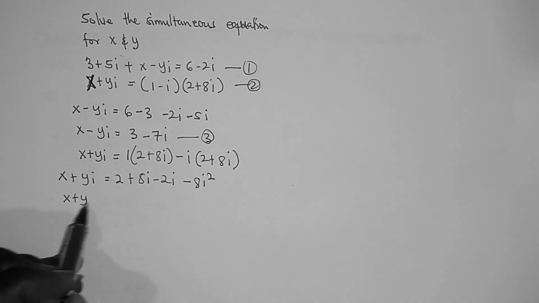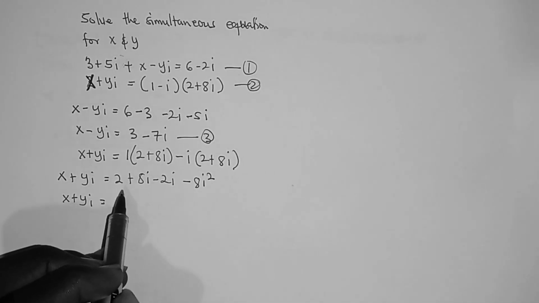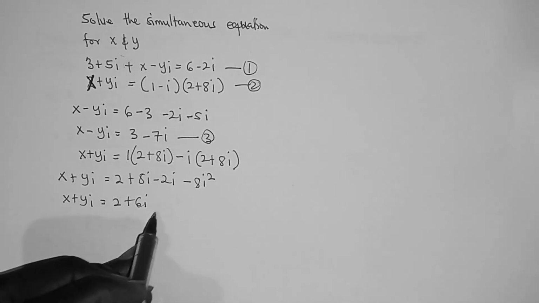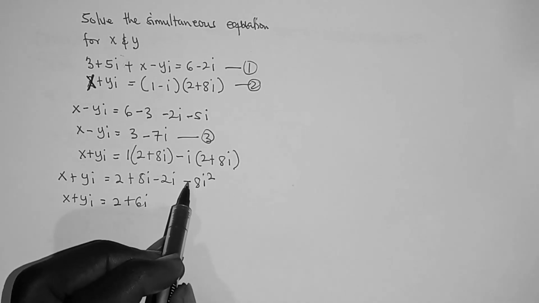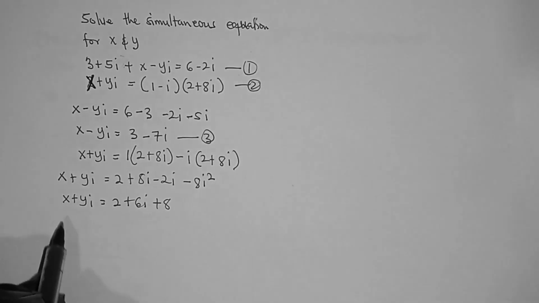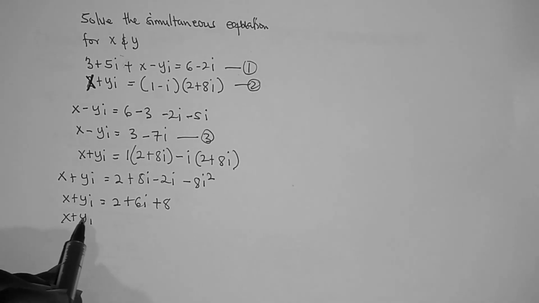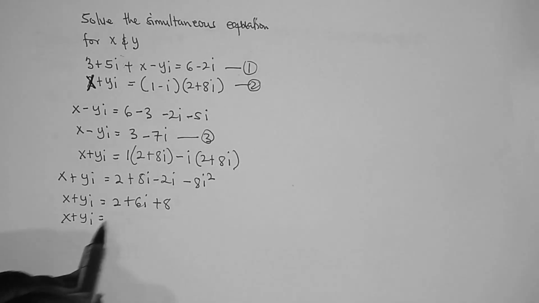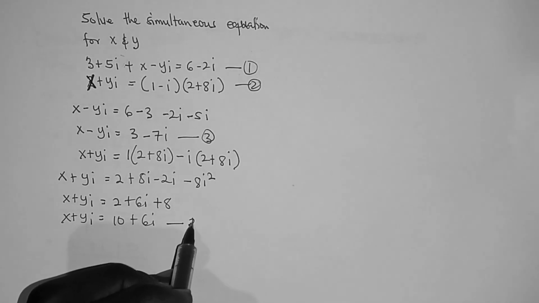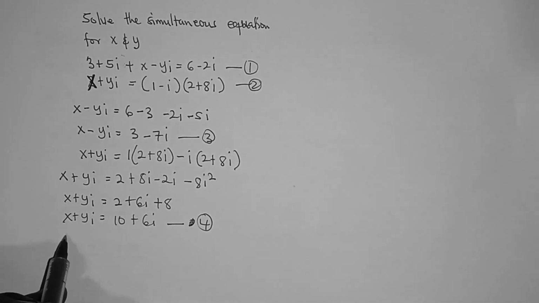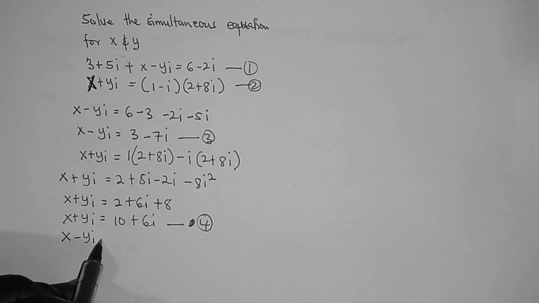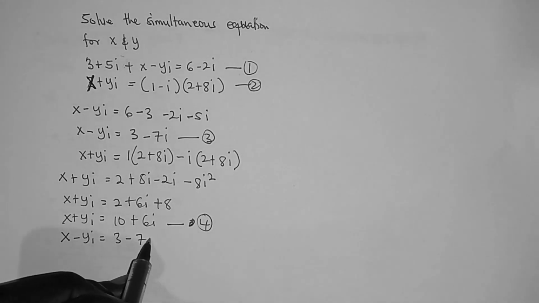So x plus yi is equal to 2. Then 8i minus 2i is plus 6i. Then minus 8i squared is the same as minus 8 times minus 1, which is plus 8. So x plus yi is equal to 2 plus 8 is 10 plus 6i. So this is our equation 4. So let me write the equation 3 beneath it. We got equation 3 as x minus yi equals 3 minus 7i.